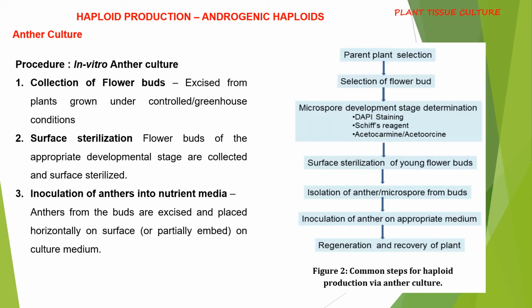Steps for anther culture. Young flower buds are collected from healthy mother plants. The bud stage should be standardized based on size. The idea is to get microspores at precise stage of division. This can be estimated by staining techniques. Microspores at uninucleate stage are best preferred for induction of androgenic haploids. The buds are then surface sterilized and inoculated on nutrient media.